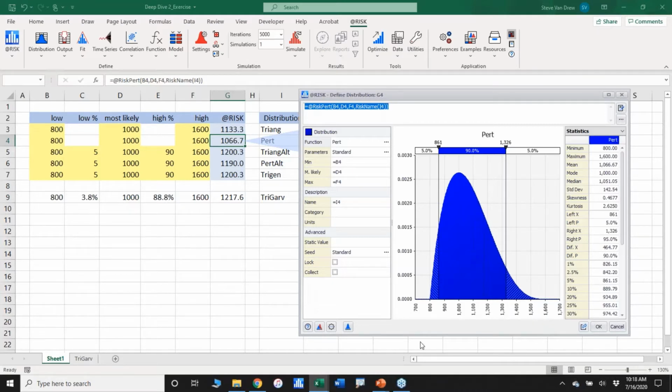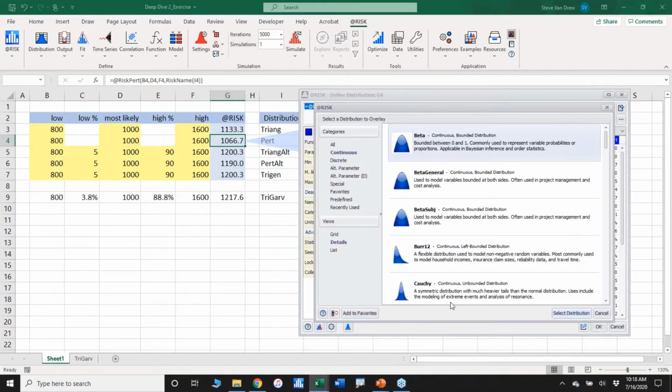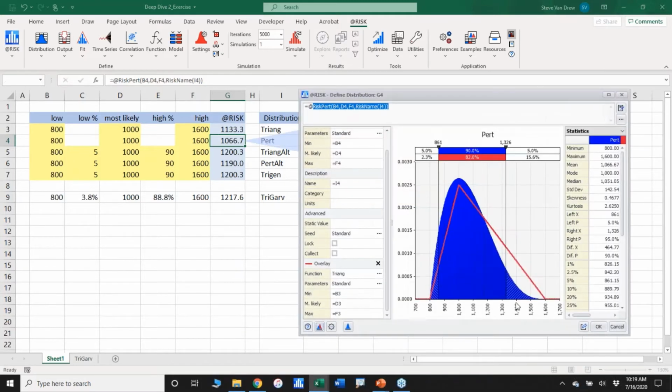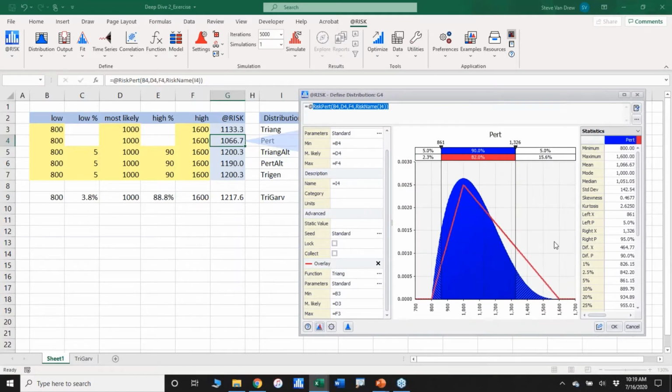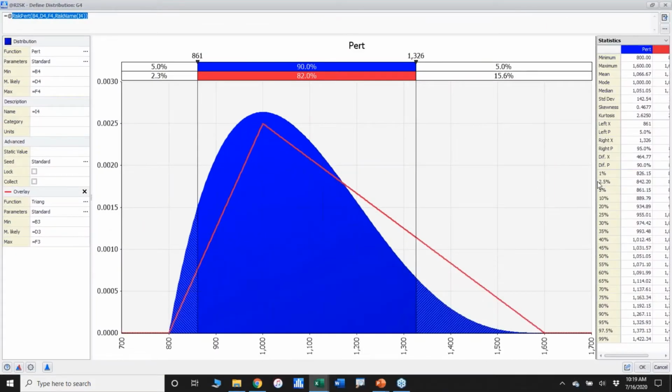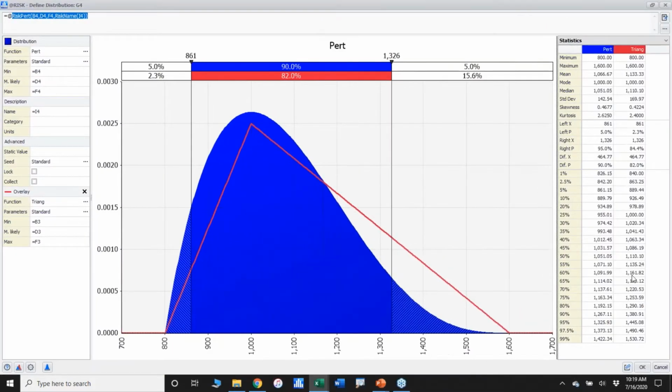In fact, I love this feature about @Risk. I can do an overlay real quick to show you the difference between the Pert we just chose and the triangular I demonstrated a moment ago. Okay, the red is the triangular, the blue is the Pert. If I open this up a little bit more, where you can see some of the characteristics off to the side, I'll just make it bigger so we can see it all. Right, see the Pert in blue, the triangular in red.